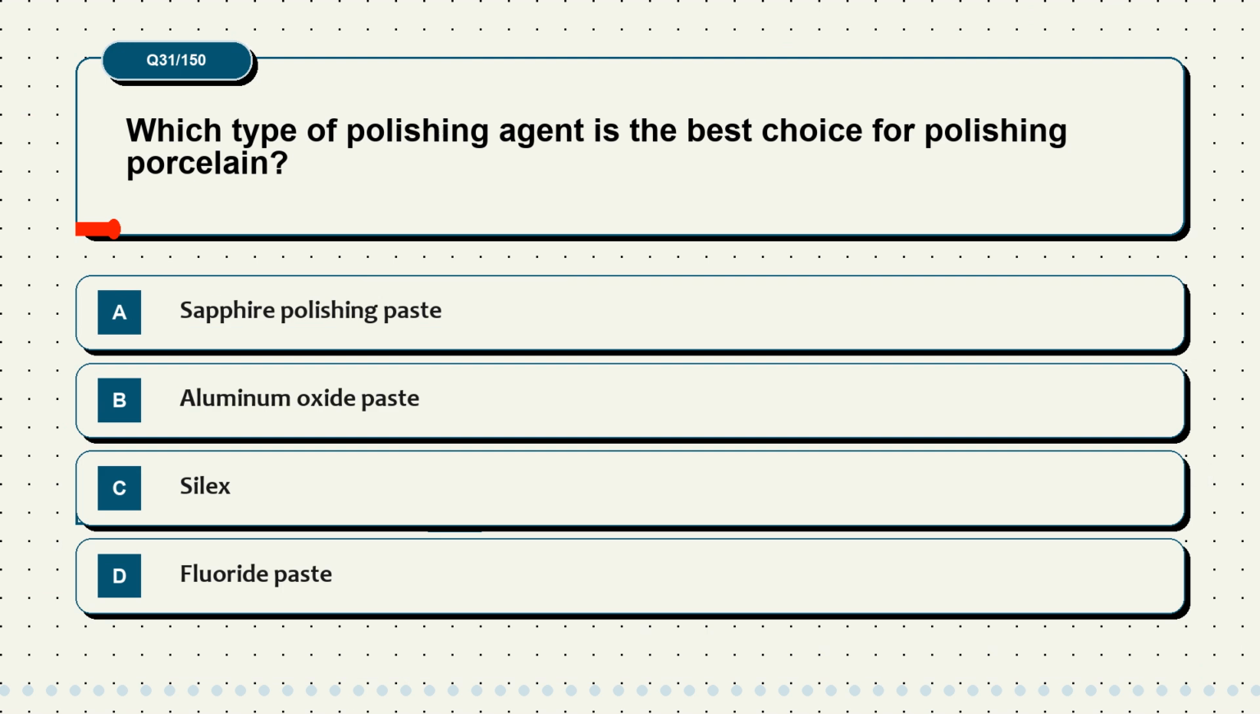Question 31. Which type of polishing agent is the best choice for polishing porcelain? Here are the options. Option A. Sapphire polishing paste. Option B. Aluminum oxide paste. Option C. Silex. Option D. Fluoride paste.